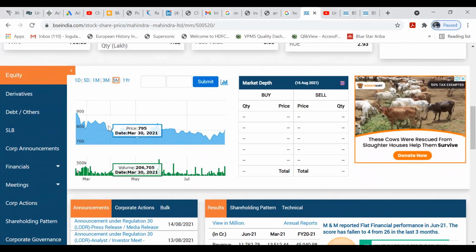Once I move the cursor on, the 30th is this much. So the 31st is 791.95, which is the value of Mahindra and Mahindra, the share price per share. So now we have seen how to get the data from the annual report and the BSE website. Now we will move on to Excel and I will show you how the values were calculated.